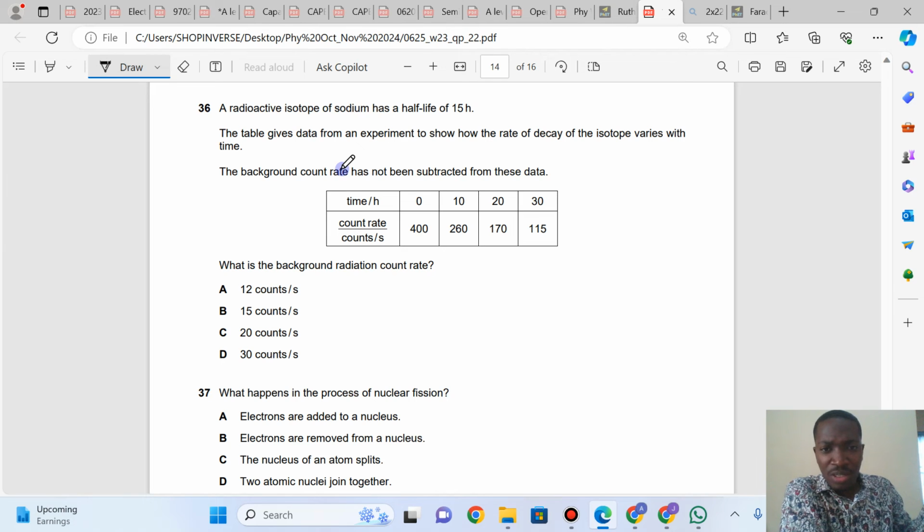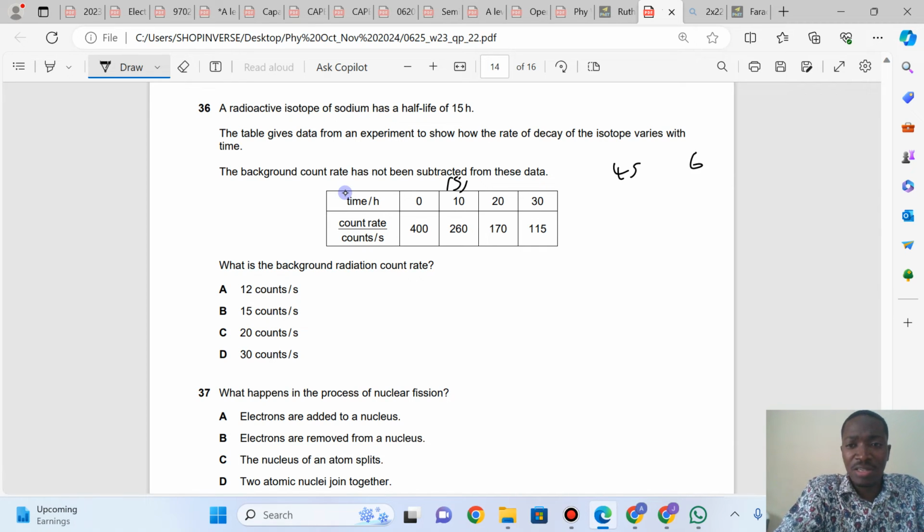To get the background radiation count rate, you have to start by understanding the importance of half-life in this situation. What is the half-life in this process? The half-life is 15 hours. So the time here should be 15, 30, 45, 60, on and on, not 0, 10, 20. That is wrong. Now we have to analyze the data we have here.